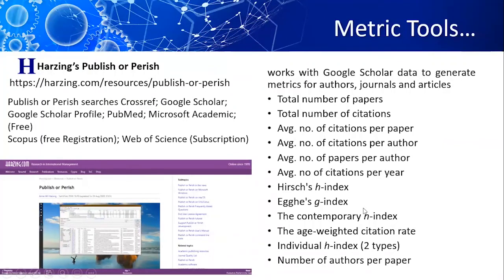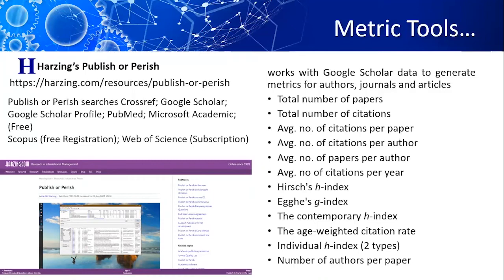The next tool I'm moving to is Harzing's Publish or Perish. This is a very well known and famous freely available software. This is a free tool you can download on any of your Linux, Mac or Windows systems. You can download and use it. This has been invented by Dr. Harzing, and it is available freely.